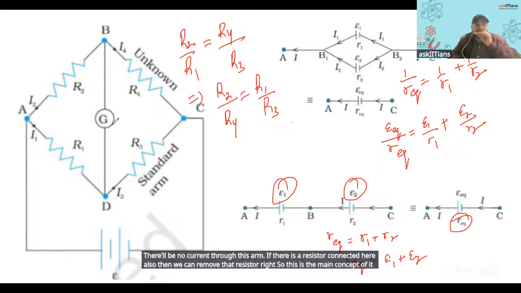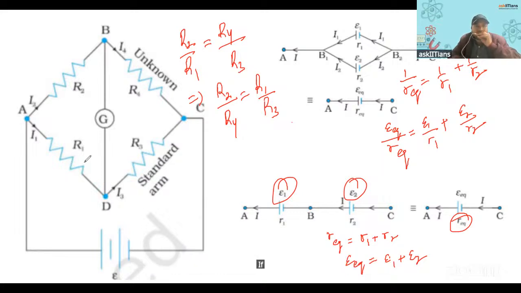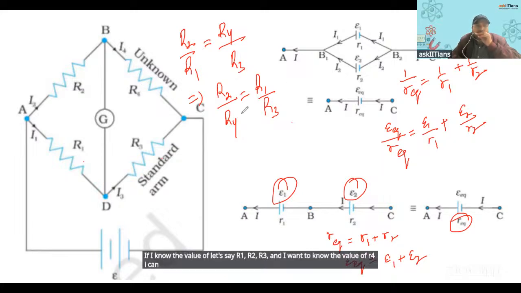And why do we use it? We use it to calculate the value of an unknown resistor. If I know the values of R1, R2, R3, and I want to know the value of R4, I can calculate it by this formula. So this is all about the Wheatstone bridge, which you should be knowing.